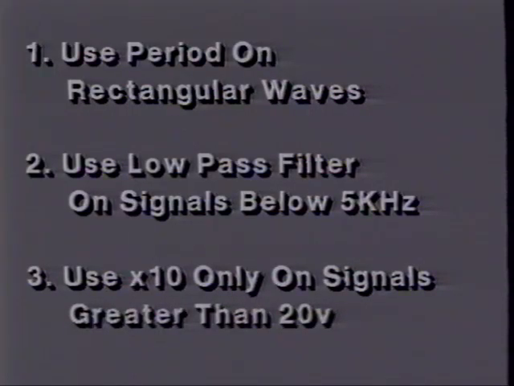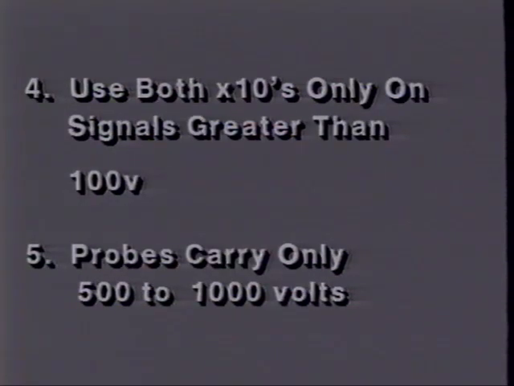There are a few simple rules to keep in mind. Use the period setting when measuring rectangular waves. The frequency function is not accurate on digital signals. Always engage the low-pass filter on signals slower than 5 kHz, but never on signals that are faster. Do not engage the ×10 switches on either the counter or the probe unless the signal amplitude is greater than 20 volts. Do not engage them both unless the signal's amplitude is greater than 100 volts.